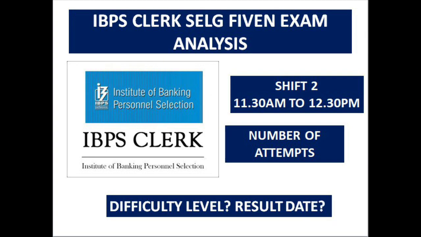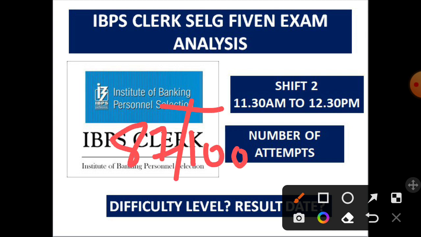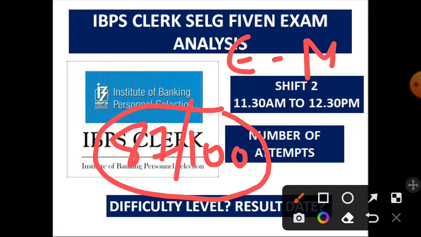So overall, my total attempts on 100 was 87. It would have been 88 if I had attended that, but it's okay. 87 is also a good attempt, and as I said, the difficulty level for my shift was easy to moderate, but tilting towards easy itself. Only the quant section was a bit, like a 0.2% difficult. That's it. All other things were very easy.